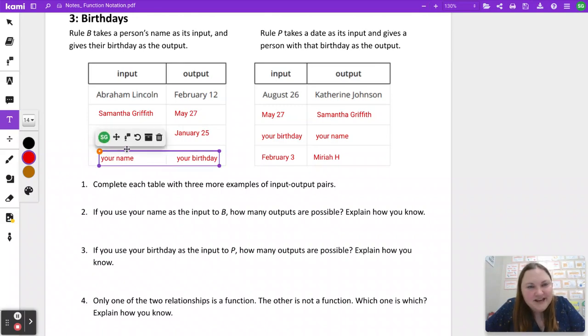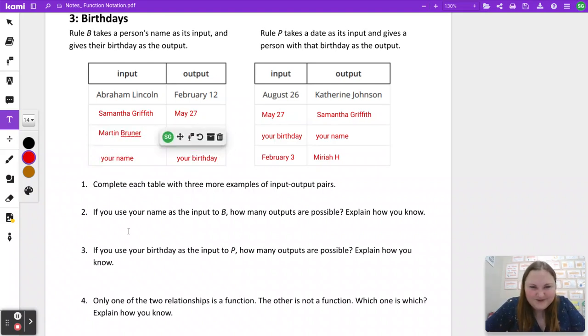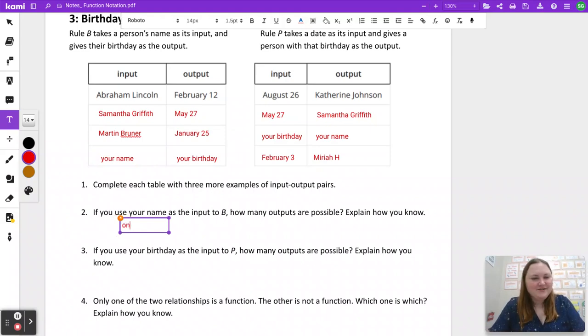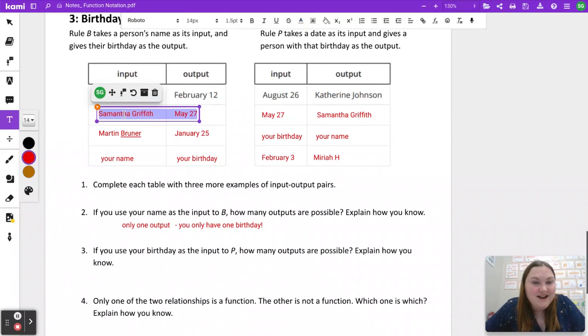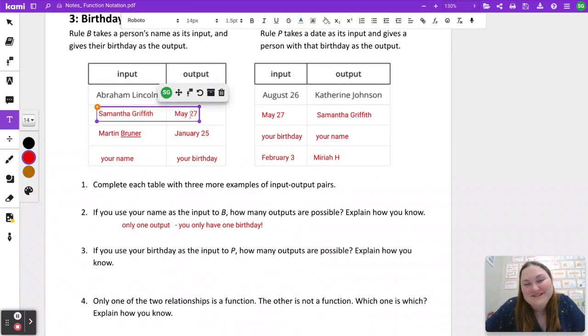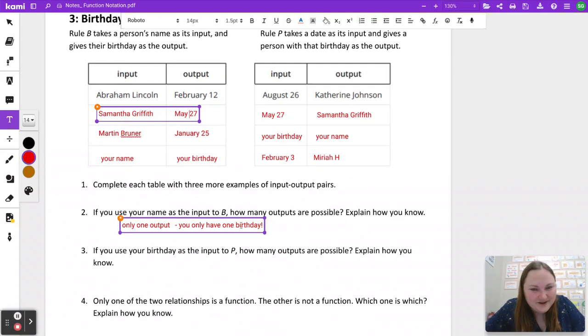Well, if you put in your name, there should be only one output coming out. You only have one birthday, right? So here, there's only one output. And that explains how you know you only have one birthday. If I took your name and put it in, the only thing that should be coming out is that one date that's your birthday. Just like for me, right? If I put in my name, I only have one birthday, so only one date is going to show up.